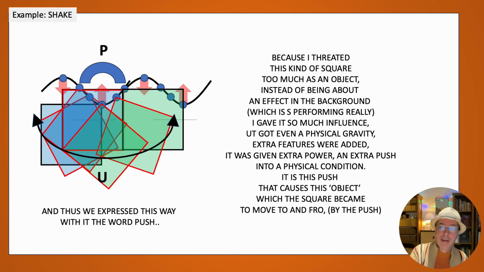Instead of being about an effect in the background, going and coming from an effect in the background, I gave it so much influence. It even got a physical gravity. Extra features were added, as you said, the push with extra power into an almost physical condition. It's this push that causes the object that it became to move to and fro simply because of this push.